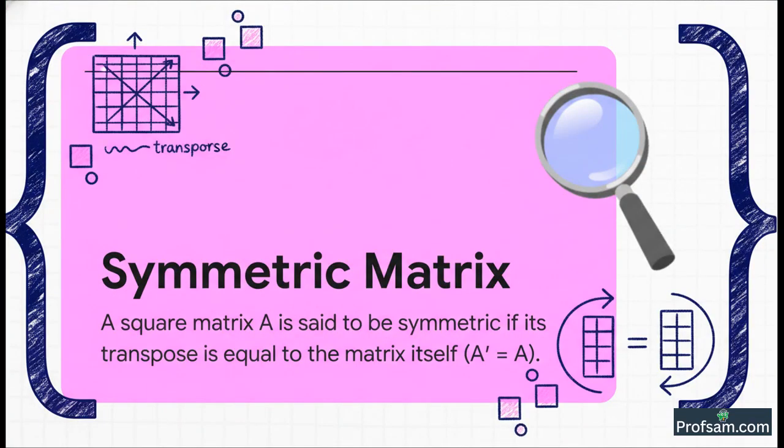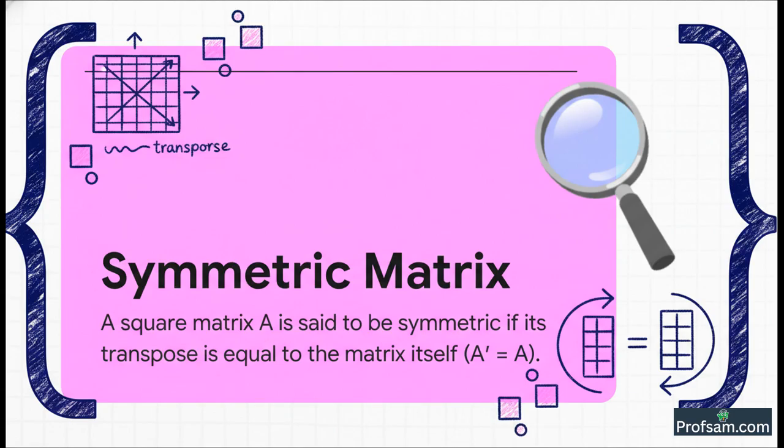Okay, so here's the official name. It's called a symmetric matrix. And you know what? The definition is super simple. A square matrix, let's call it A, is called symmetric if and only if its transpose, that's A prime, is exactly the same as the original matrix. So, simply put, A prime equals A. And just in case you forgot, what's a transpose again? It's easy. You just swap the rows and columns.